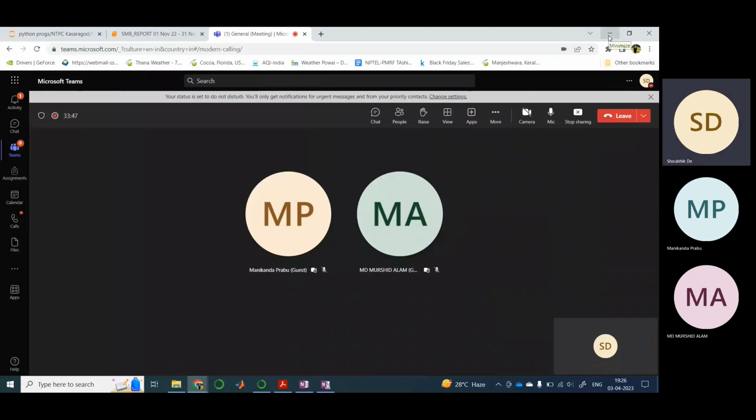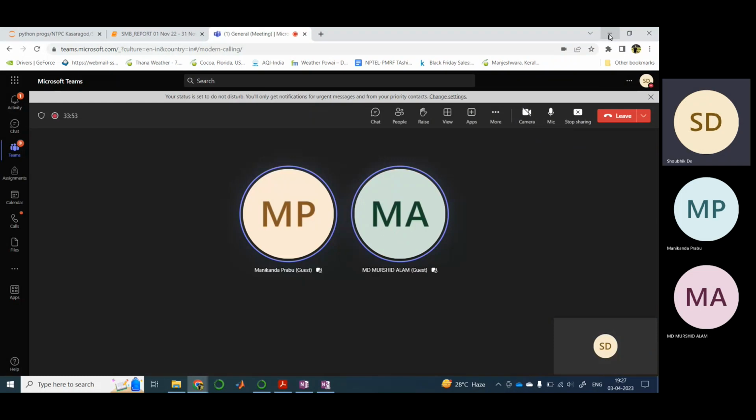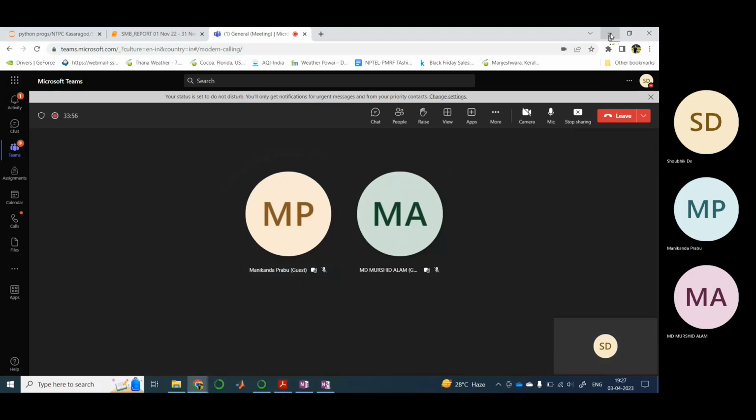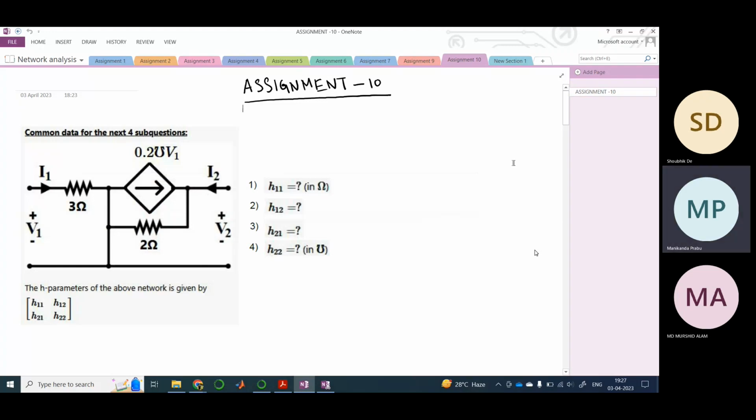Am I audible and is my screen visible? Can anyone just confirm? Yes, sir. Yes, and visible. Okay. Can you now hear me properly? Actually, the mic I was holding till now, I have put it a bit down. So, can you hear me now properly? Yes, sir. Okay.